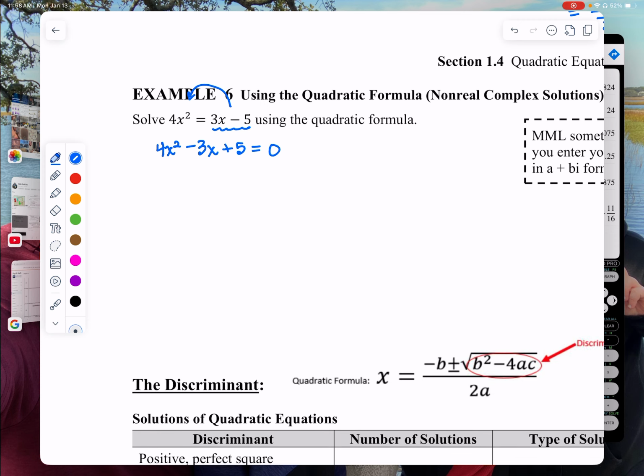So I now have 4x squared minus 3x plus 5. So now let's figure out what my letters are. There's my A, A is 4, B is -3, C is a +5. If it helps you, you can write it out to the side. You do not have to do that, but if it's helpful, please do. Then I'm going to write my formula down. X equals -b plus or minus square root b squared minus 4ac all over 2a.